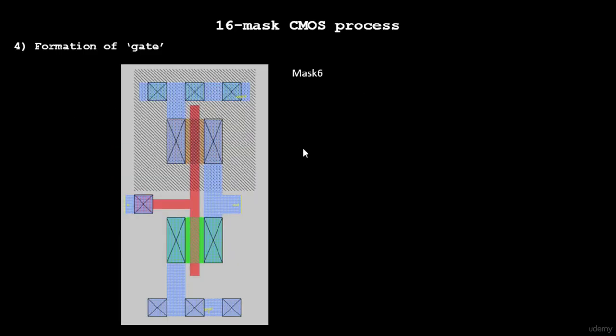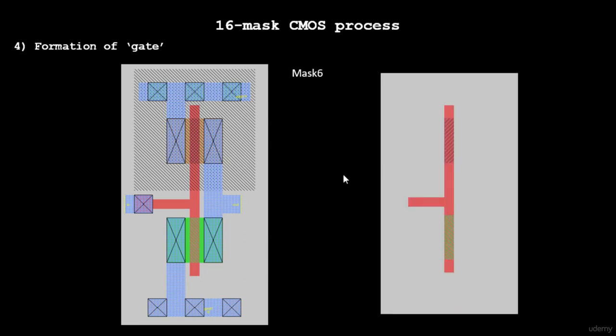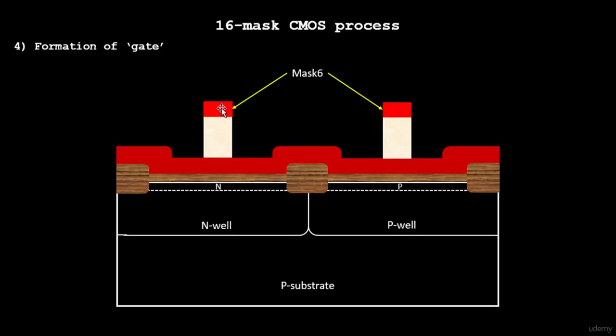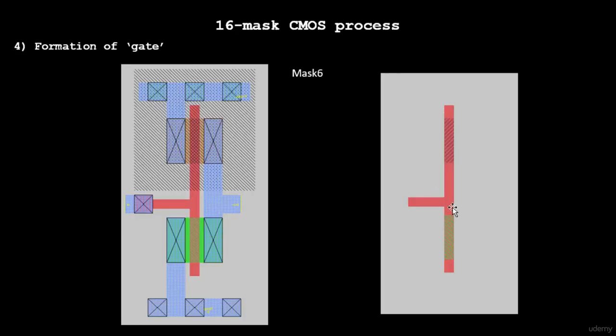Hello everyone, let's continue our discussion with formation of the gate. The gate is by far the most important terminal of your NMOS or PMOS transistor, because that's where you actually control your threshold voltage, and threshold voltage is nothing but the turning on voltage of your transistor. Maintaining that voltage is really very important, and as a result, the fabrication of gate terminals becomes really very important. So let's look into that.